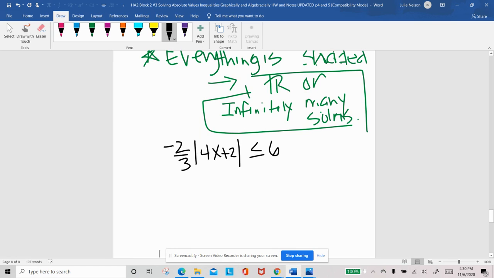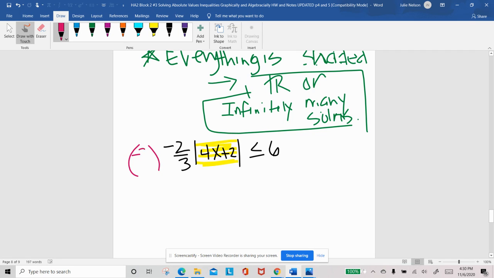So remember that the first thing you always do is you want to get the absolute value by itself. So whatever's adding or subtracting, you want to get rid of first. Whatever's multiplying or dividing, you want to get rid of second. Well, there's nothing adding or subtracting to the absolute value, so we don't have to do that. But what's multiplying or dividing? Well, that negative 2/3 is multiplying.